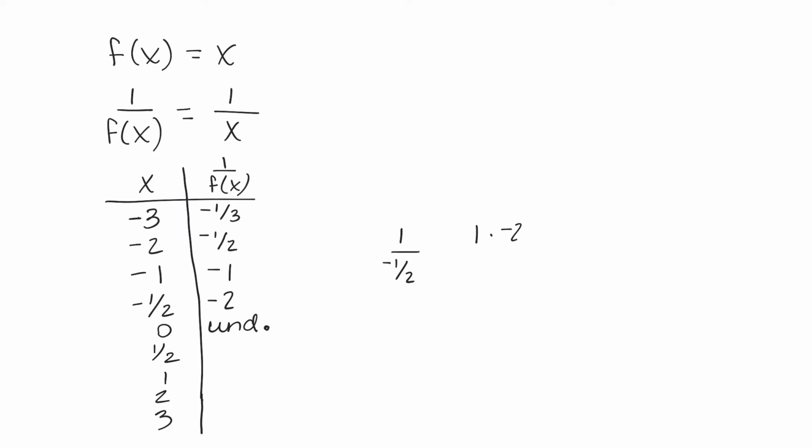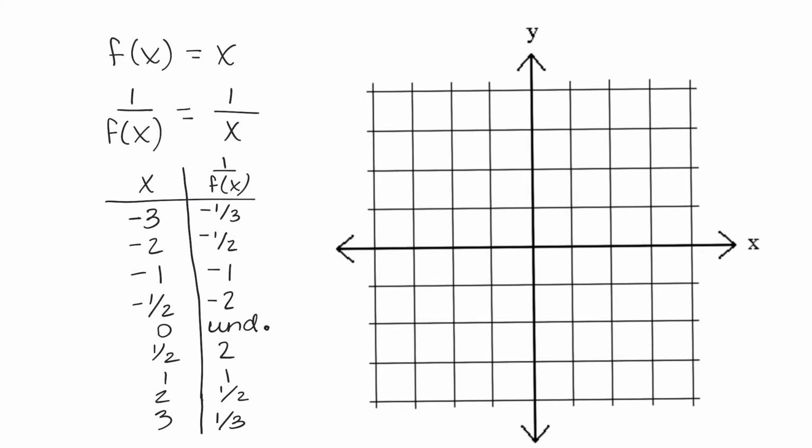And now I've got 1 over half again, which is 2, and 1 over 1, which is 1, and 1 over 2, which is half, and 1 over 3, which is 1/3. So if I come graph this thing, what's going to happen? We need to look really carefully at this. Let me find my graph. Okay, here's my graph. So I'm going to graph this.